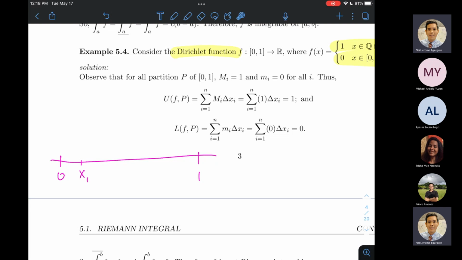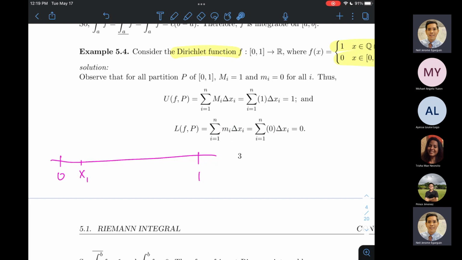So tingnan natin yung minimum value ni f sa bawat subinterval. Well, 0 and x1 are both real numbers, so by the density property of Q complement on the set of real numbers, meaning between any two real numbers, there is always an irrational number. So we can always find an irrational number between 0 and x1. And that irrational number will give us the minimum value 0 on any of the subintervals. So lahat ng little m sub i ay equal kay 0.